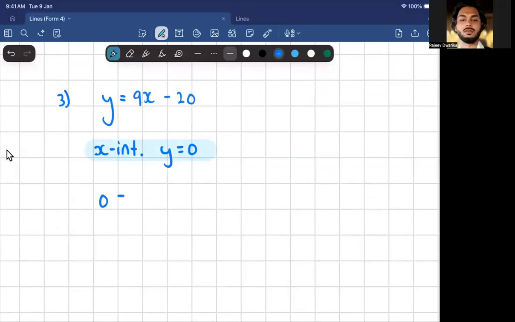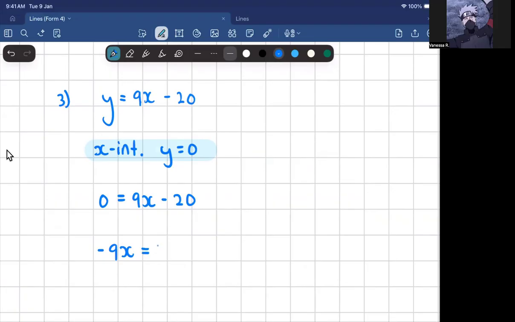All right, so I'm going to say 0 is equal to 9x minus 20. What do you want to do next? Carry 9x over the equal sign. Okay, sure, we could do that. If I carry that across, what would I end up with? Minus 9x equals minus 20 minus 0.